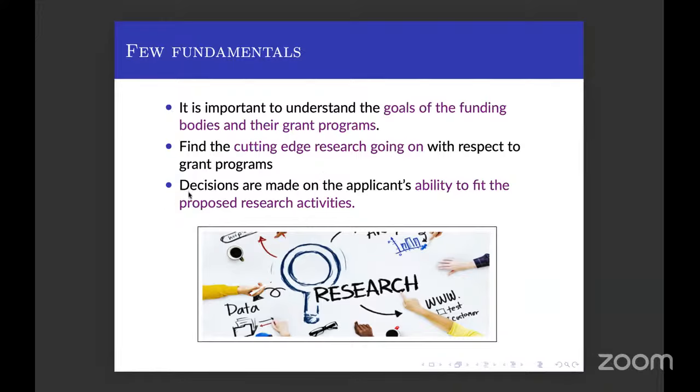Then lastly, decisions are made on the applicant's ability to fit the proposed research activities. So these are the things we should understand, and only then should we start writing the proposals. First and foremost, we have to understand the project's call requirement. You try to fit your research into the call requirement. I'll give you examples of how we can do it. Then you always try to find what cutting edge research is going on in that domain of the call. Okay, got my point?